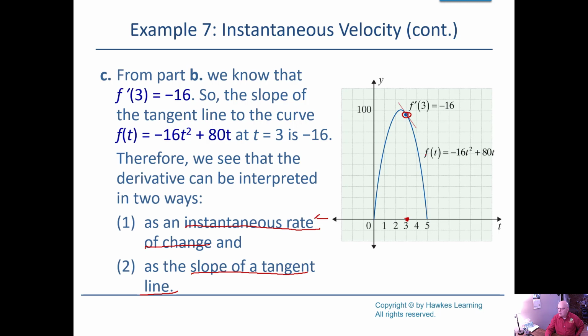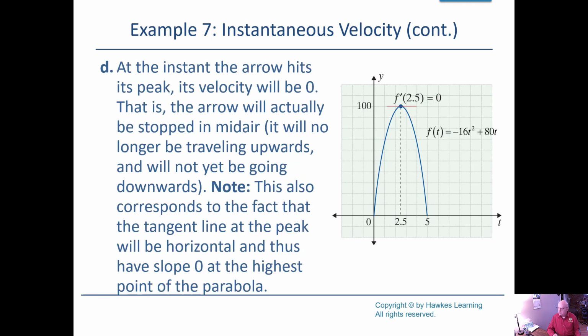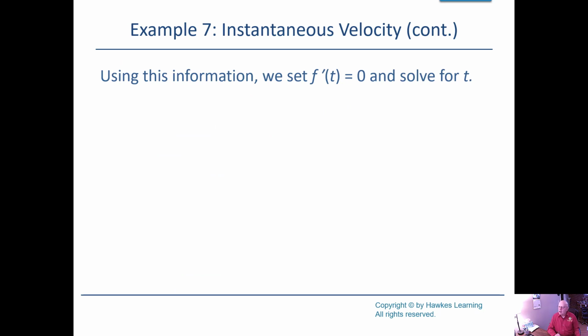These two work together. The first one is an algebraic look at things, and the second one is a geometric look. So if we set f prime equals 0, when does it hit its peak? Well, at the peak, it's going to be going at zero speed. So we can set the velocity equal to 0 and solve for t.